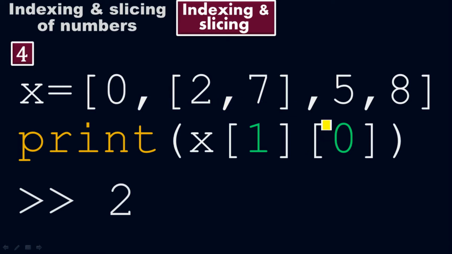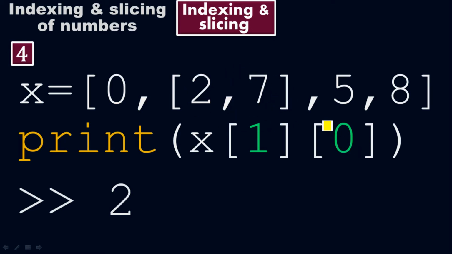But then I took another sub-indexing value, which is 0. So at 0 there exists 2. At 0 indexing in this list there exists 2. Look, from here x of 1 we got this sublist 2 and 7 because it looks at index 1 in computer memory, 0 and 1, 2, 3. So at 1 there exists 2, 7, this list.